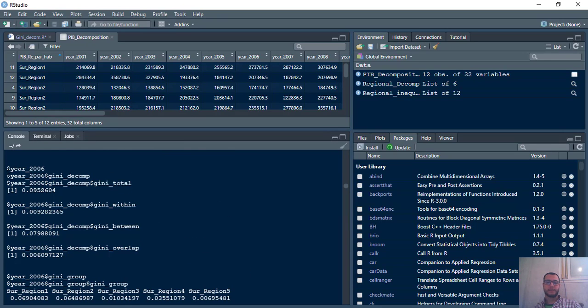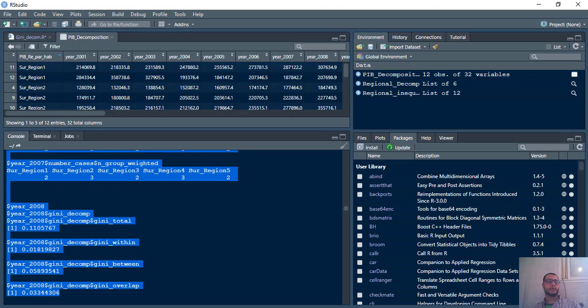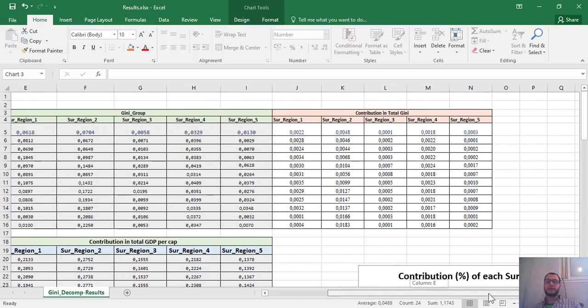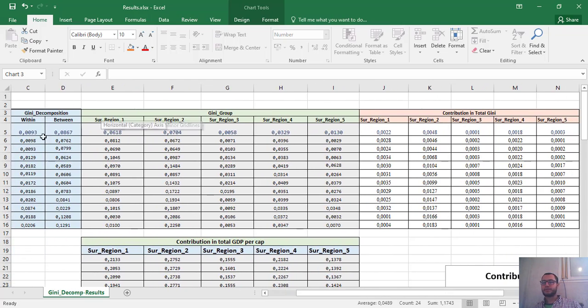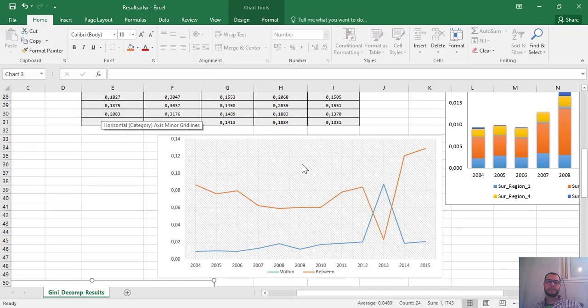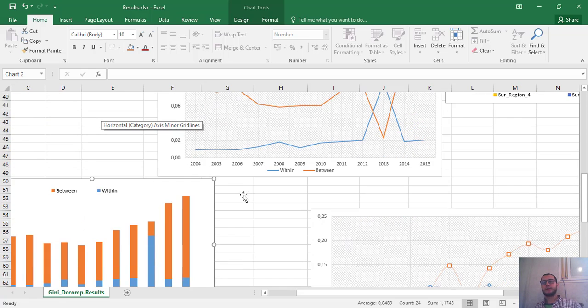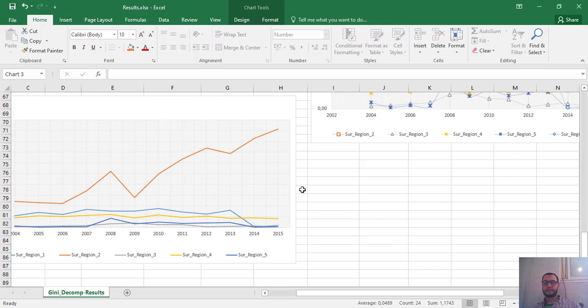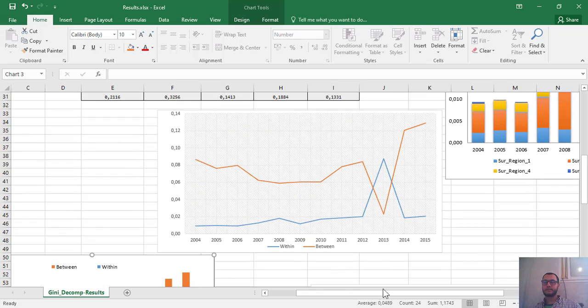All these results, I have converted to this table, this mega table for the years from 2004 to 2015. And after that, I used this table to plot all these dynamic graphs, and then you can interpret all this table.